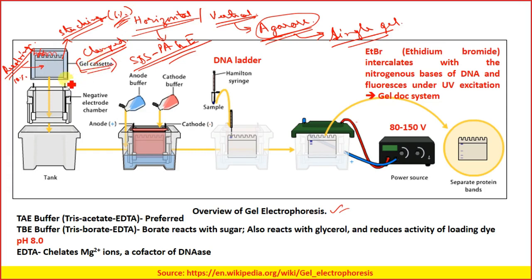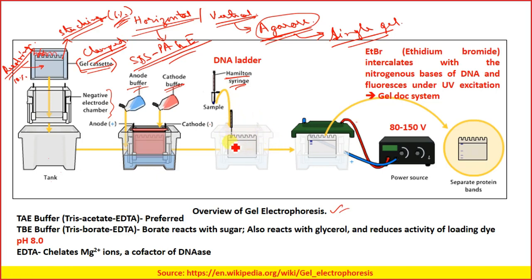Now once the gels are formed, they are put into the electrophoresis chamber, and then into the tank, and this whole setup is poured into the tank. Then the anode buffer and the cathode buffer are used, and to these gels, using a Hamilton syringe, the samples are loaded.